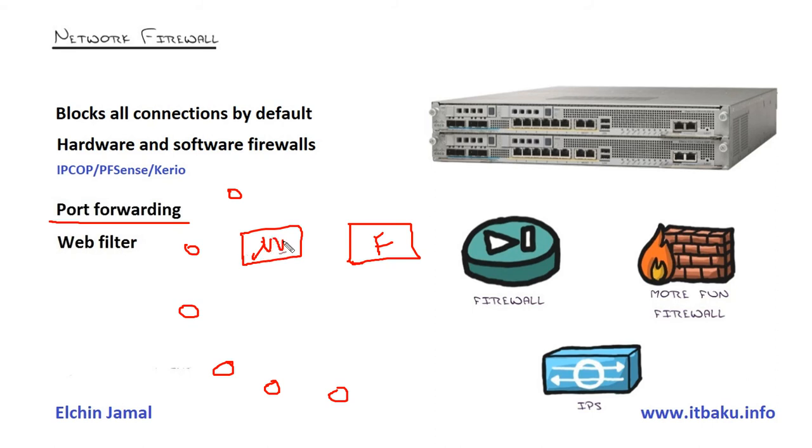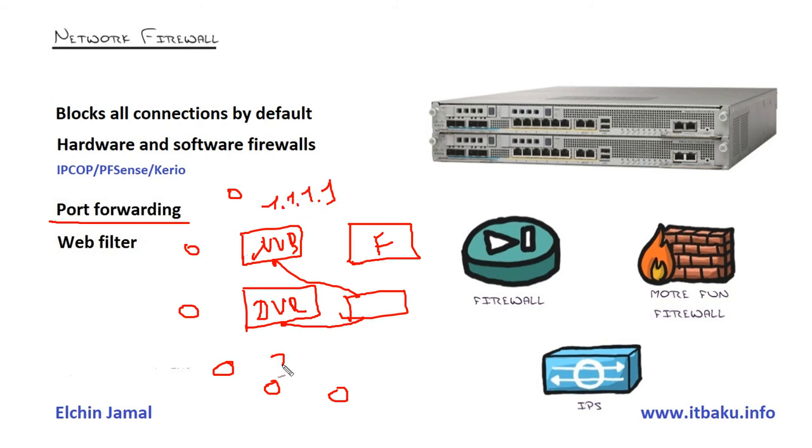NVR, or DVR. If they're analog cameras, they're connected to the DVR. And these devices, NVR or DVR, have a LAN interface connected to the switch, right? Here is a switch, and this device is connected to the network. Each of these devices has its own IP address. For instance, the IP address of this device is 1.1.1.1, of this device 2.2.2.2. And by default, as you know, the firewall blocks everything from outside.